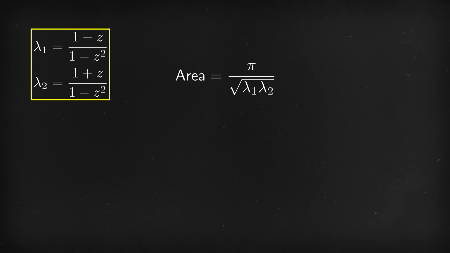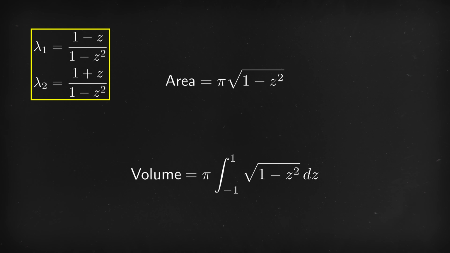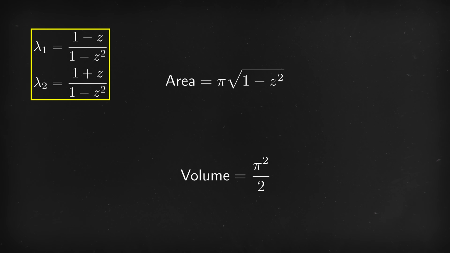Both eigenvalues depend on z, and simplify to the square root of 1 minus z squared. To calculate the volume of the elliptope, we integrate these areas over z, ranging from the bottom to the top of the elliptope. Turning the handle on the computation gives the result pi squared over 2. Now let's see why this is an interesting result from a probabilistic perspective.